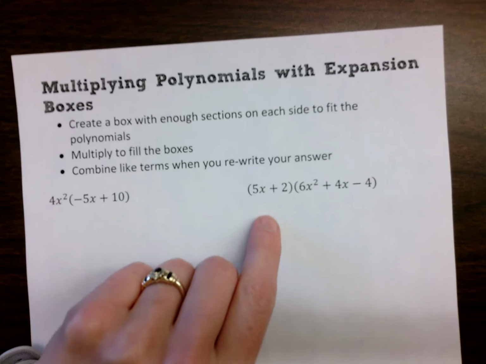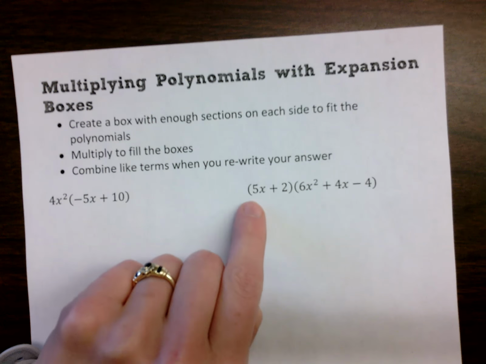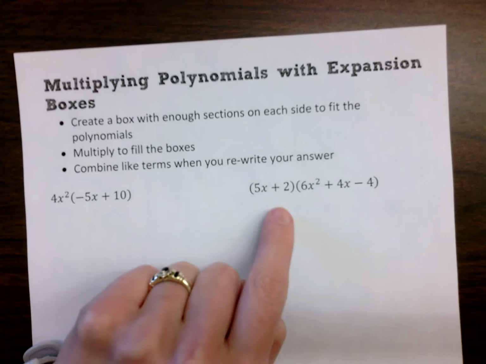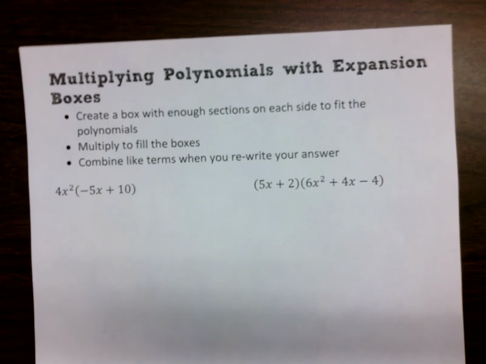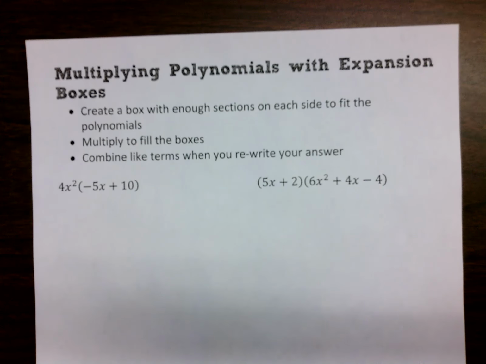Okay, and when you do a problem like this, it's technically called a double distributive property, where you have to distribute the 5x and then distribute the 2 and then combine your like terms. But what I find tends to happen is that people lose things when they do that method. It's really easy to skip over something or kind of get lost in what's going on. So that's why I like these expansion boxes. I think they help you organize a little bit more.